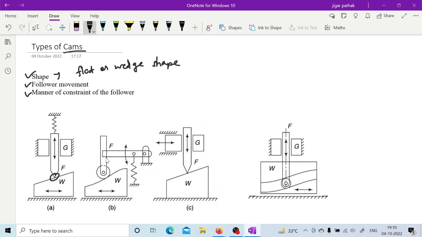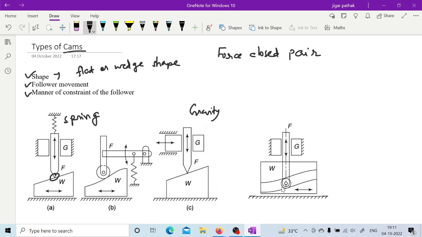And as you can see, this is a force closed pair. If you remember it or not, I don't know, but this particular cam and follower is a force closed pair. So you need to provide some extra force in order to maintain the contact between cam and follower. You can see here they have provided spring force to maintain the contact between cam and follower. Here also spring force is provided. Here gravity is actually used.